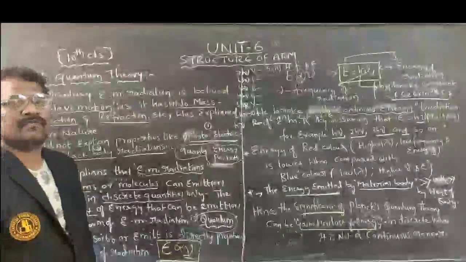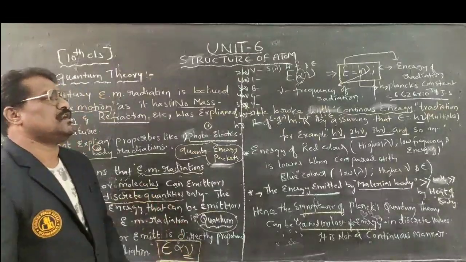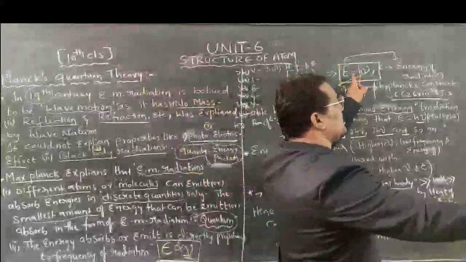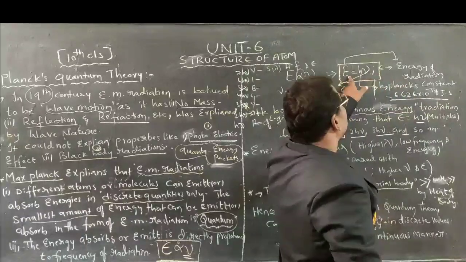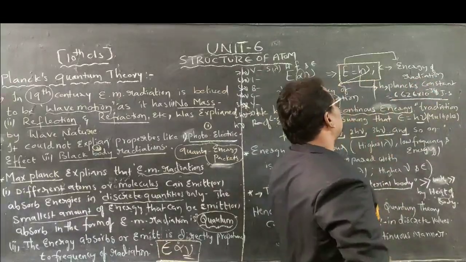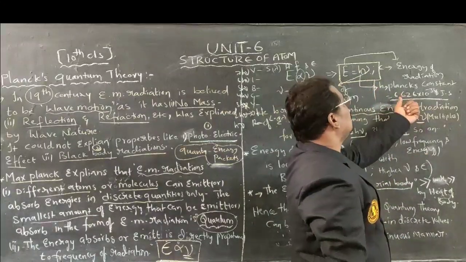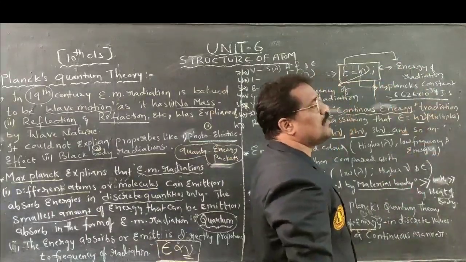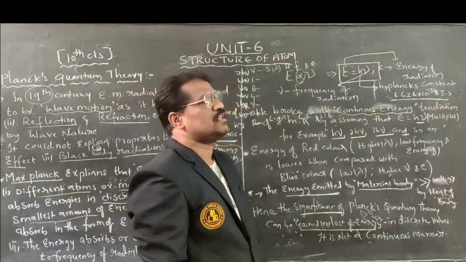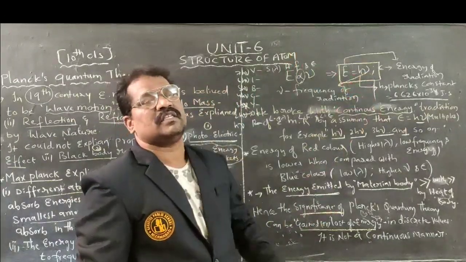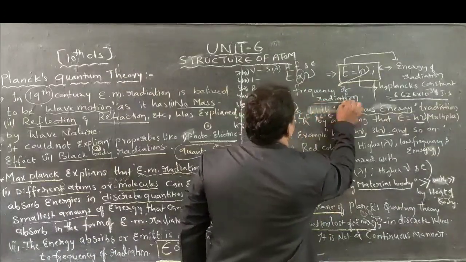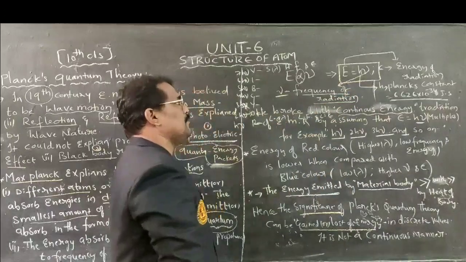And this energy, whether absorbed or emitted, is directly proportional to the frequency of that particular wave. E is directly proportional to ν. If I take this proportionality symbol, I get E = hν, where E is the energy of radiation, h is Planck's constant, whose value is 6.626 × 10^-34 joule second, or 6.626 × 10^-27 erg second, and ν is the frequency of radiation.